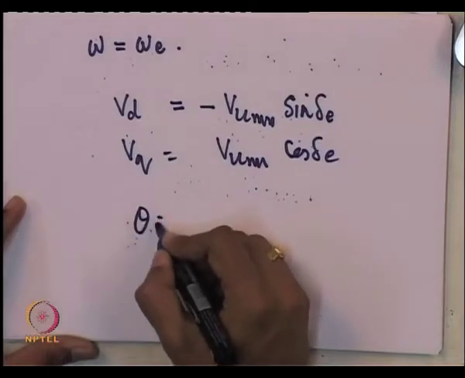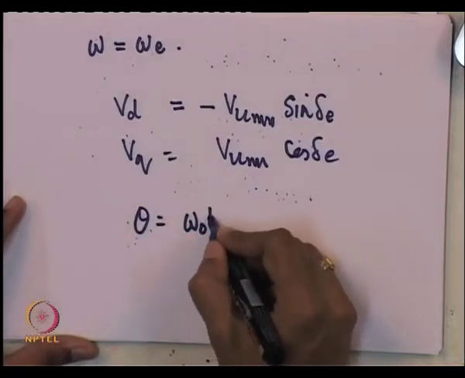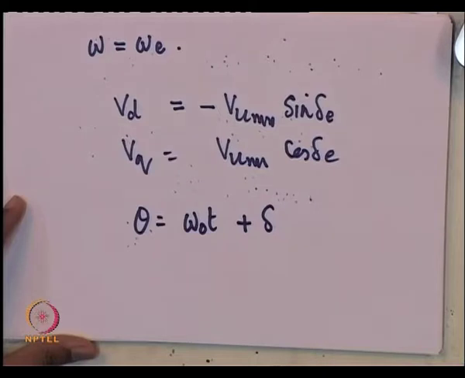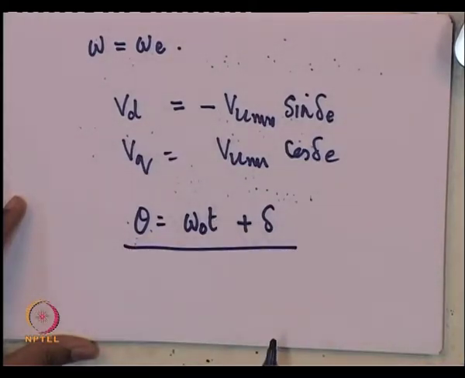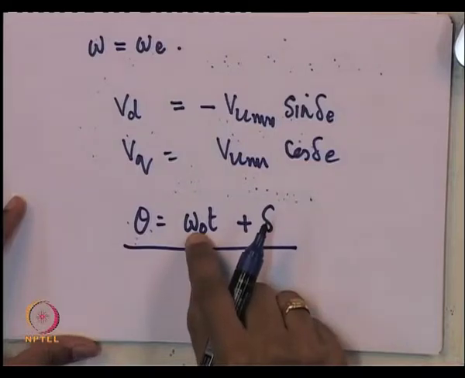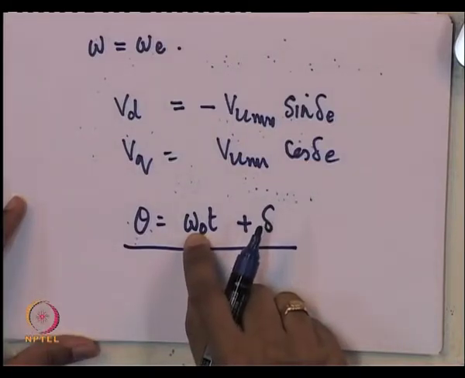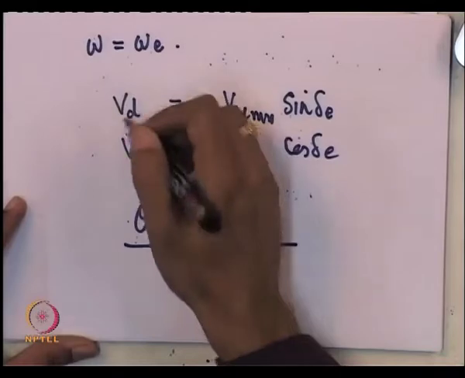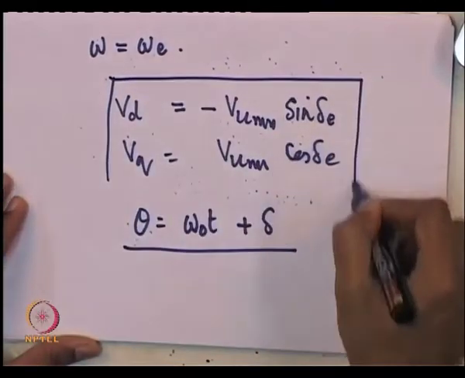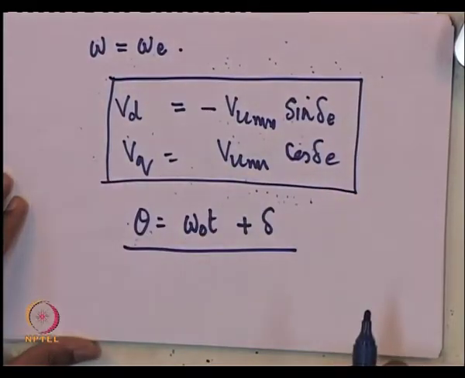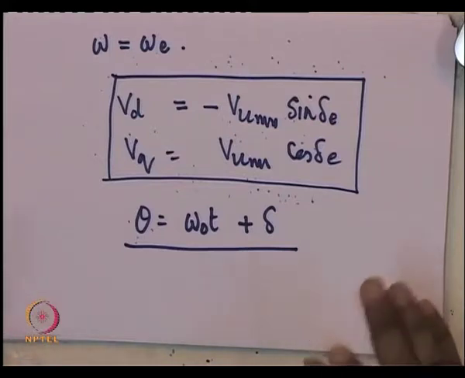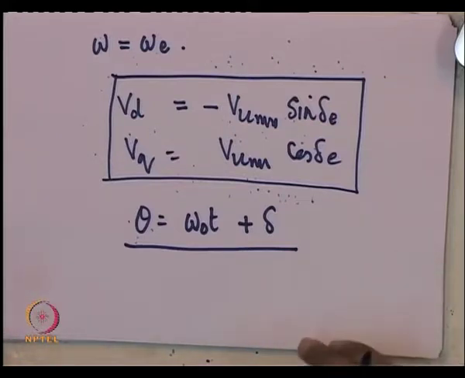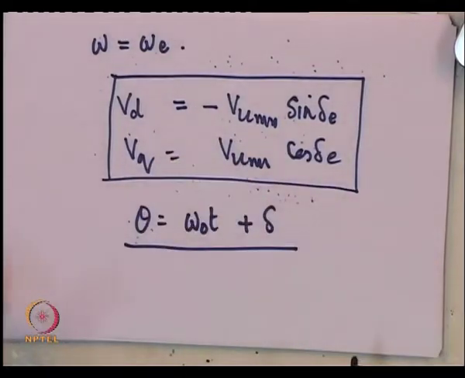Remember that the rotor position is nothing but omega naught t plus delta. So, this is the definition of the rotor position. Omega naught is the speed of the infinite bus. And because of that and the definition of VAN, VBN and VCN, the phase to neutral voltages of the infinite bus, we obtain Vd and Vq in this form.